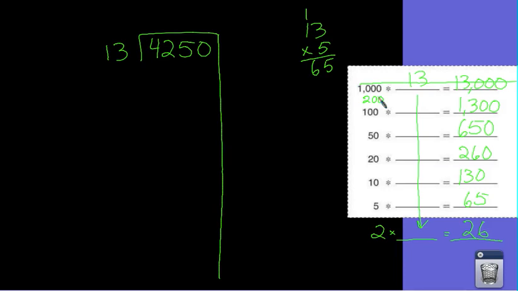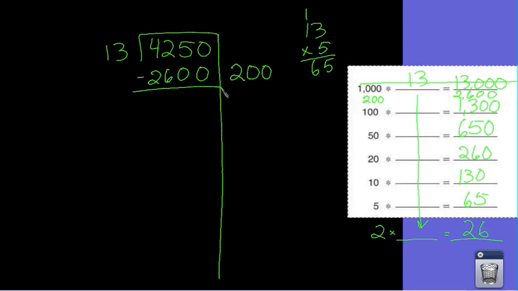If 20 times 13 is 260, 200 times 13 is going to be 2,600. Now, I could probably go even higher than that, but I'm just going to go with 200 for my partial product. There's at least 200 groups of 13 in 4,250. 200 times 13 is 2,600.